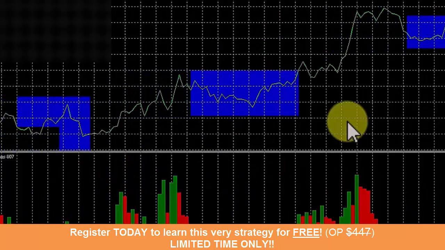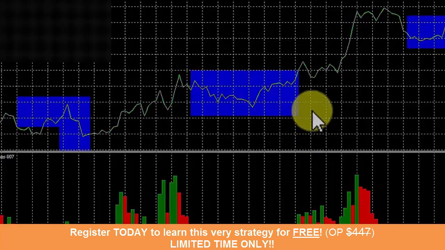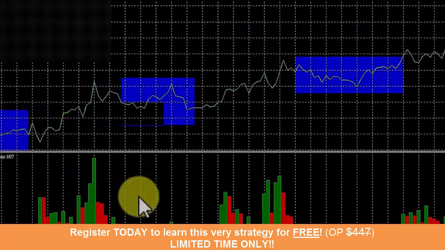Another good thing about trading low volatility periods: they respect S&R lines a lot, because there's not enough volume, not enough momentum to push through and break the S&R line. That's another key point, another giveaway. So here's another low.